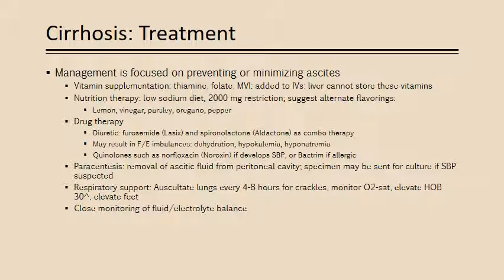The quinolones, such as Noroxin, are used if they develop bacterial peritonitis, or they use Bactrim if they're allergic, so they'll be put on an antibiotic to help minimize that bacterial peritonitis. Paracentesis may be done to remove ascitic fluid from the peritoneal cavity to reduce the pressure of that fluid, depending on how much is in there. And if they're going to do that, they'll probably send a specimen off for culture, especially if they are concerned about bacterial peritonitis.